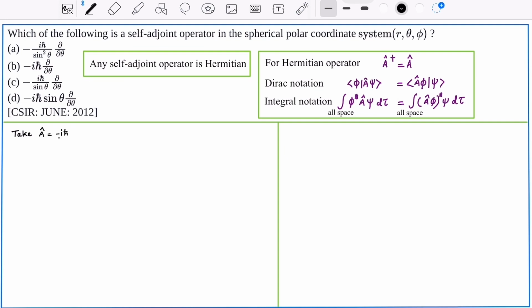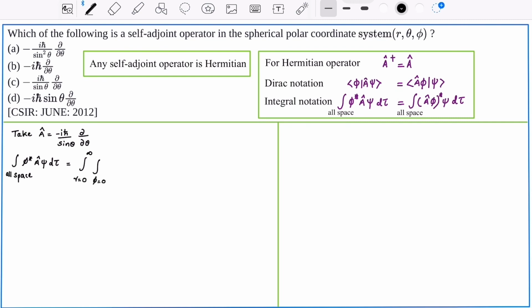Let us take the operator A, which is equal to minus i h bar by sin theta dou by dou theta. Now, if the operator is Hermitian, then we can have the integral over all space phi star A psi d tau equal to the integral over all space A phi star psi d tau. First, let us check what is the integral over all space phi star A psi d tau.